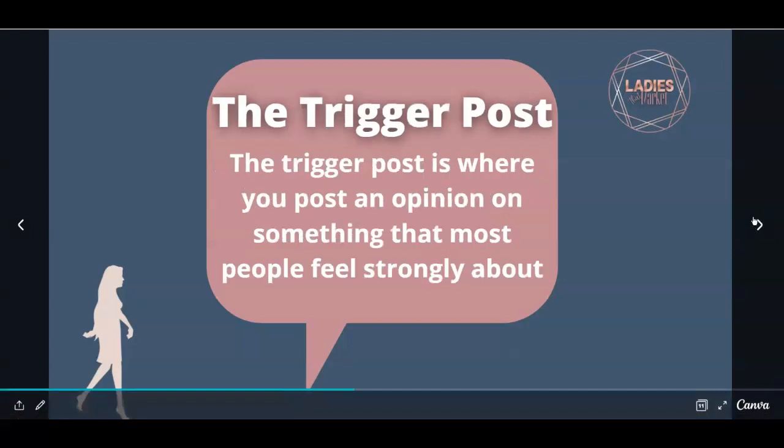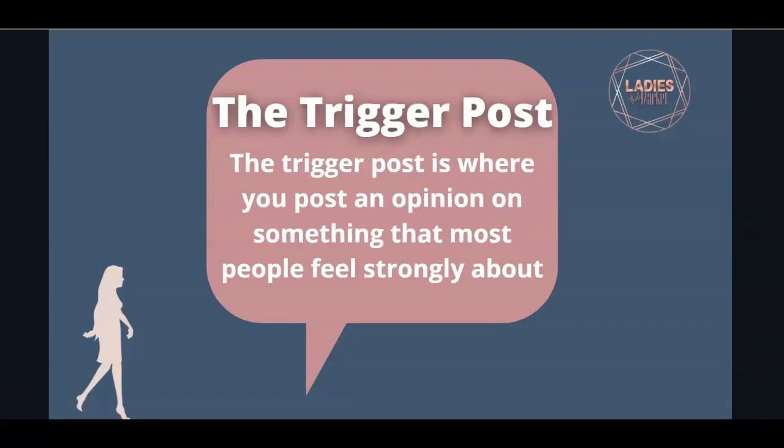Next one is the trigger post. This is where you post an opinion on something that people will feel quite strongly about. Now, just beware, there will probably be a ton of heated discussion and engagement. It's not a bad thing. The engagement is great. It's exactly what you want. When you start sparking conversations, people replying, Facebook loves it. The algorithm, it's like your best buddy. So it's exactly what you want.